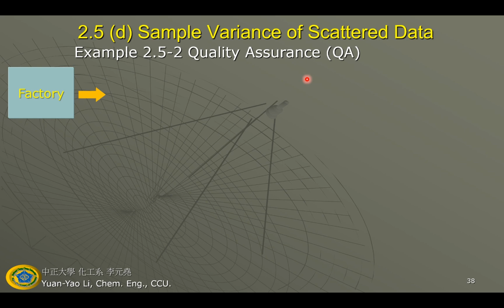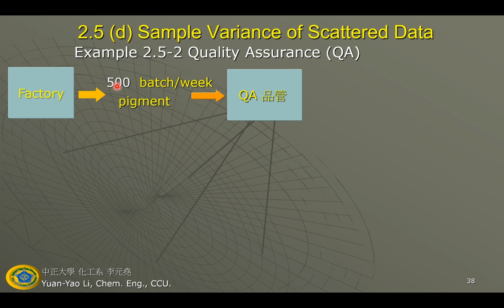So finally, I want to give you an example of the standard deviation. Okay, this is called quality assurance, QA. So first of all, this is a factory. The factory produces 500 batches per week of the pigment. And then you have a QA, quality assurance, to control the quality of these 500 batches.